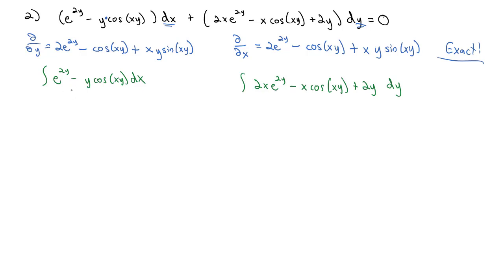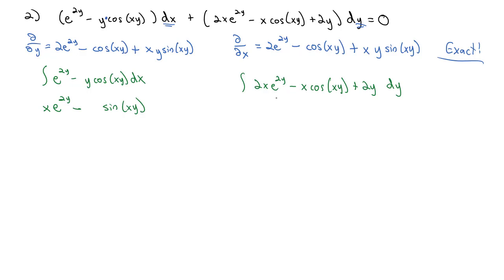As we integrate with respect to x, the integral of e to the 2y is e to the 2y times x, because that's just a constant, minus, y is a constant, the antiderivative of cosine is sine of xy, and then using a substitution, we're going to have to also divide by y, which means y divided by y becomes just 1.